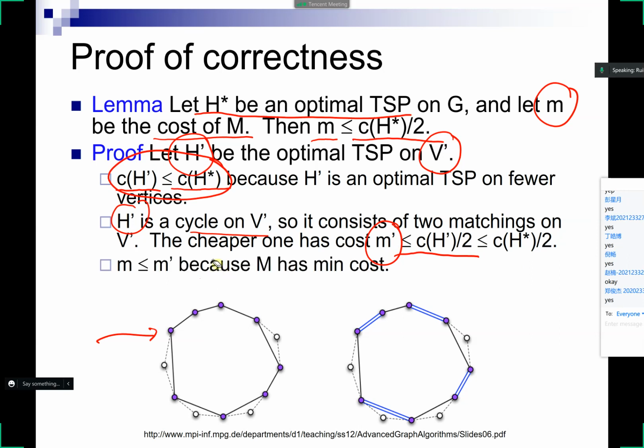And the final step is that M prime over here is just some sort of matching on V prime. However, our M is the minimum cost matching on V prime. And so therefore our M is going to be no more than M prime, which is also no more than half of H star. So that shows that our matching's cost is at most half the cost of the optimal TSP. Any questions about this?